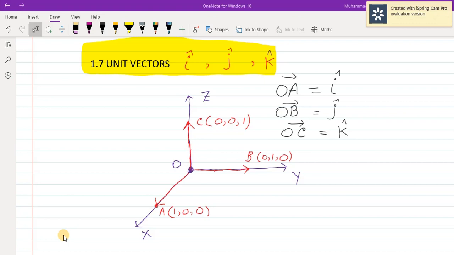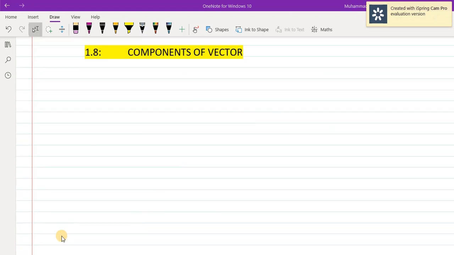Now I will talk about the direction of these unit vectors. i unit vector is in the direction of x-axis while j unit vector is in the direction of y-axis and k unit vector is in the direction of z-axis.